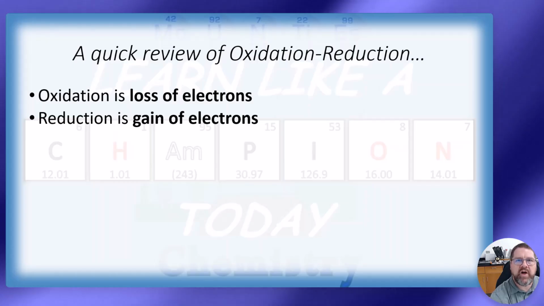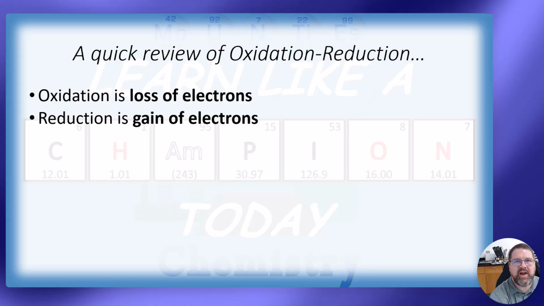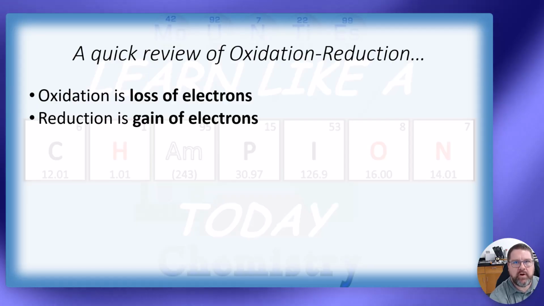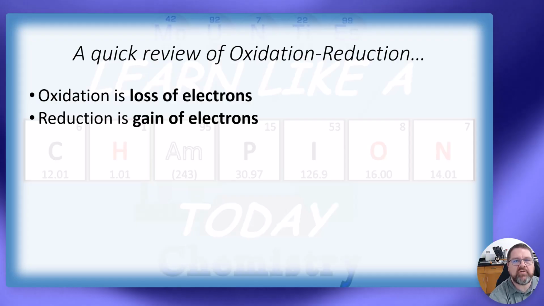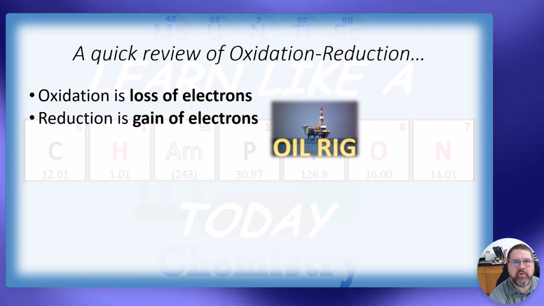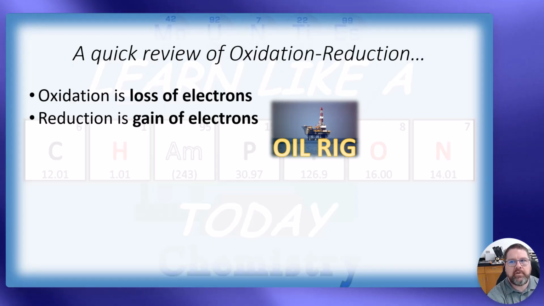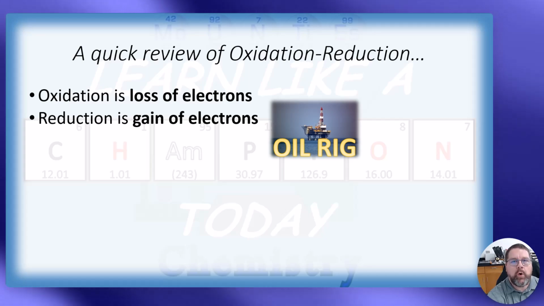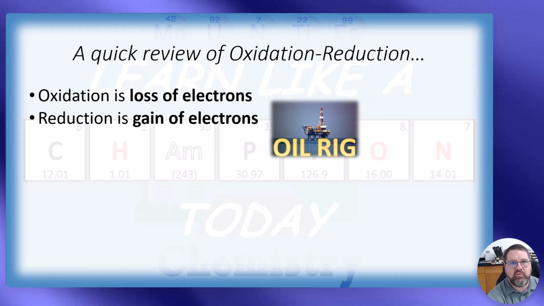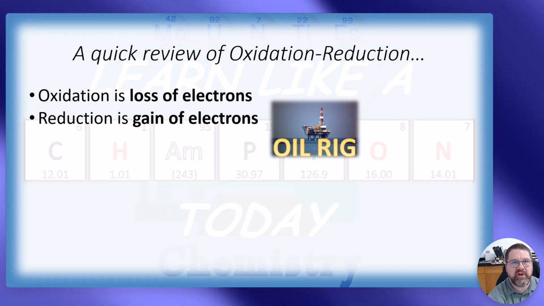So a quick review of oxidation and reduction. These are processes that involve movement of electrons. Oxidation is related to a loss of electrons, whereas reduction is related to a gain of electrons. And so two common ways to remember this and which direction the electrons are going. One is OIL RIG. Oxidation is loss, OIL. Reduction is gain, RIG. Okay, so OIL RIG, oxidation is loss of electrons, reduction is gain of electrons.